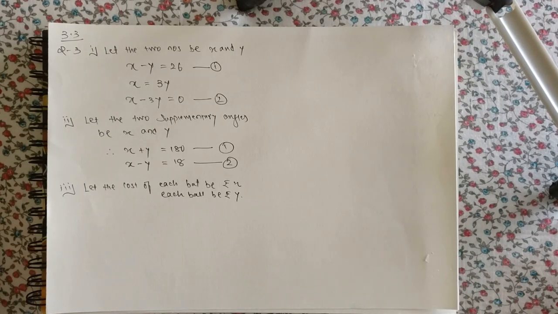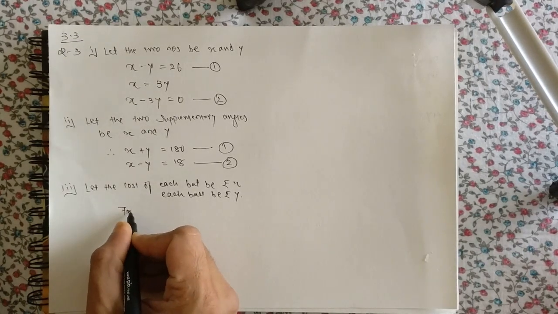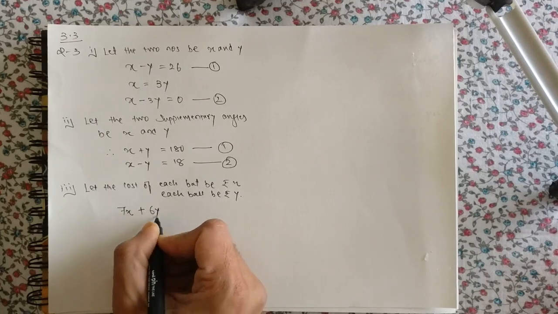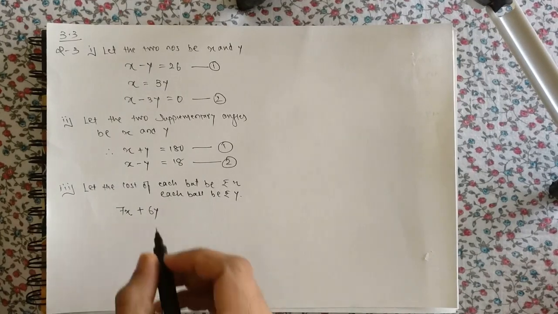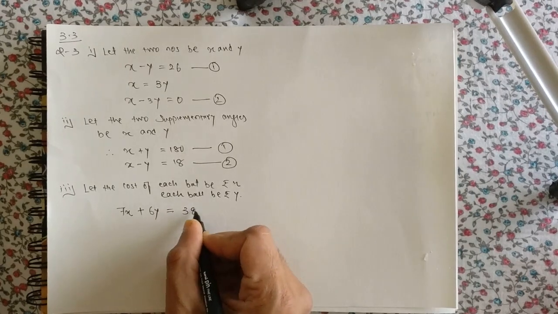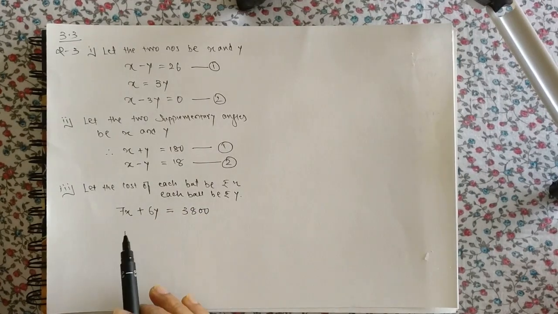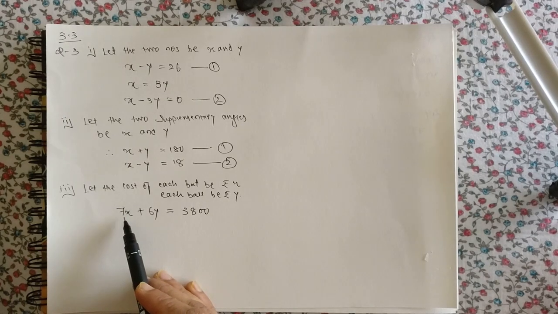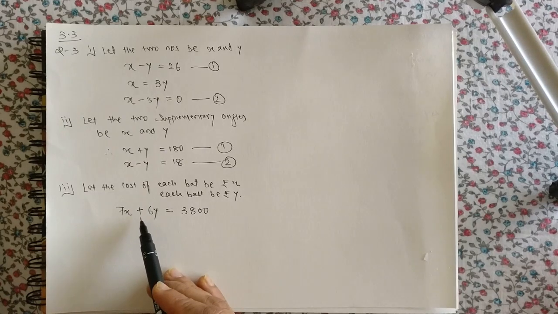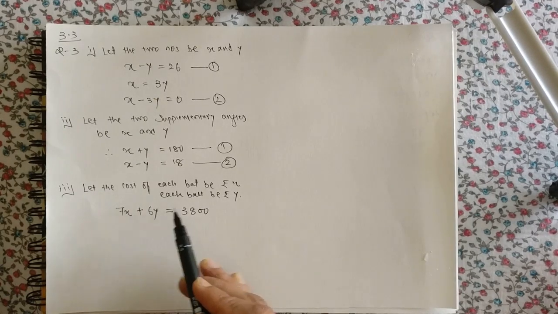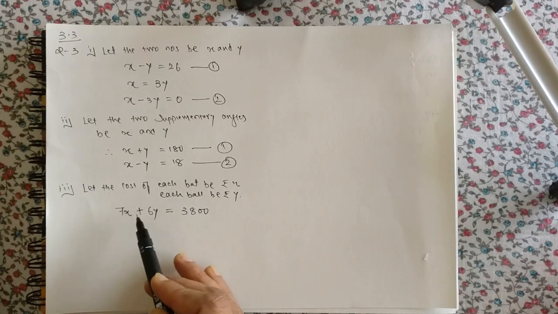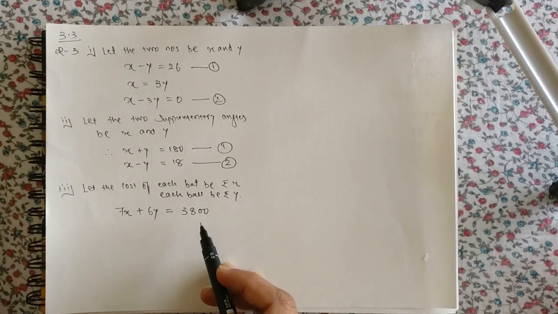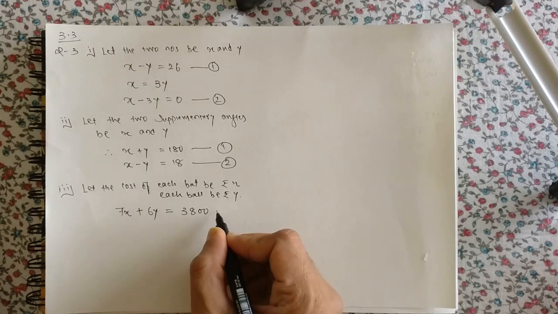Now, two statements which are already there in the question. The coach of a cricket team buys 7 bats and 6 balls, so 7x plus 6y, for rupees 3,800. How did I get this equation? See, cost of 1 bat multiplied by 7, because she is buying 7 bats, plus, together with that, she is buying 6 balls also, so cost of 1 ball multiplied by 6. If you add them, you get the total cost. That is 3,800. That is the logic, right? Equation number 1.